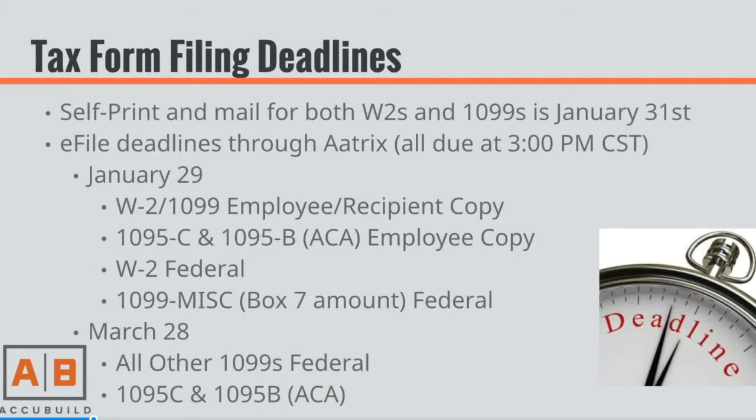Be aware of the filing deadlines for each type of tax form. If you are self-printing and mailing, the deadline for distributing both W-2s and 1099s is January 31st. If you are e-filing through Atrix, the deadline is January 29th. This is for both W-2s and 1099s which use Box 7, both the employee copy as well as the federal copy submitted to the IRS. In addition, this is the deadline date for submitting 1095 employee tax forms. All other federal copies of 1099s not using Box 7 are due on March 28th, along with the employer copy of 1095s.